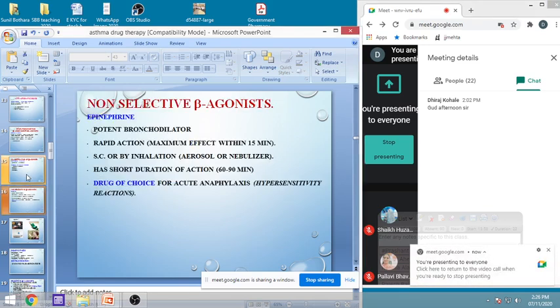So first one, epinephrine, as I told you, is a potent bronchodilator. It has rapid action; within 15 minutes it will show its effect. So when there is an emergency, a serious case, epinephrine is preferred in hospitals. It can be given by subcutaneous or by inhalation route, that is by aerosol or nebulizers. It has a very short duration of action, around 60 to 90 minutes, and therefore it is a drug of choice for acute anaphylactic shock.